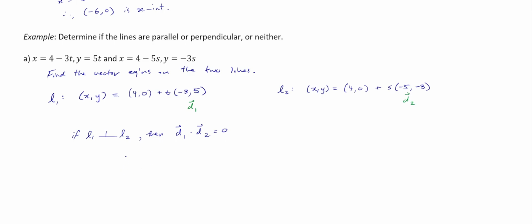So let's check D1 dot D2. D1 was given as (negative 3, 5), and D2 is given as (negative 5, negative 3). So that's going to be equal to negative 3 times negative 5, plus 5 times negative 3. And you can see that that equals 0. So therefore, L1 is perpendicular to L2.